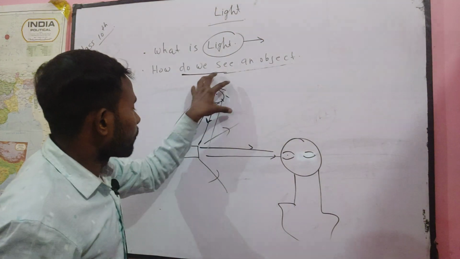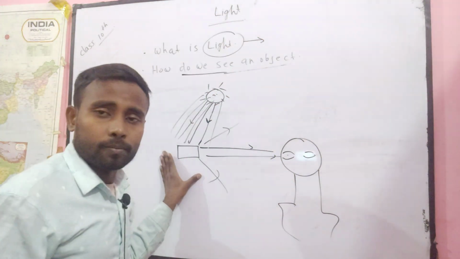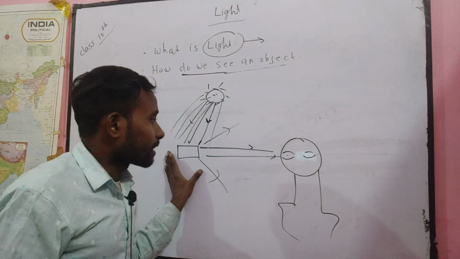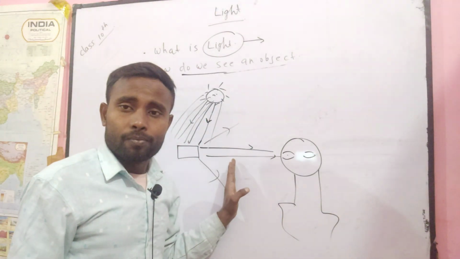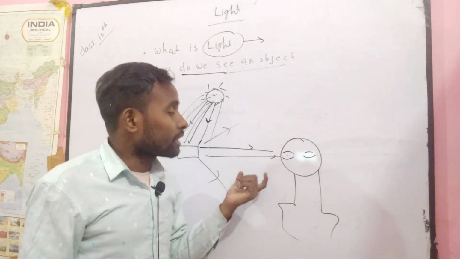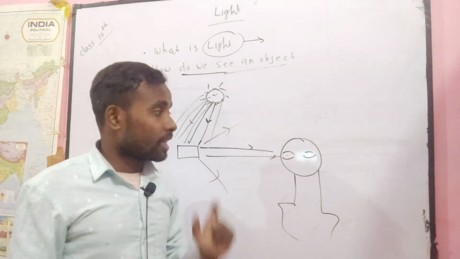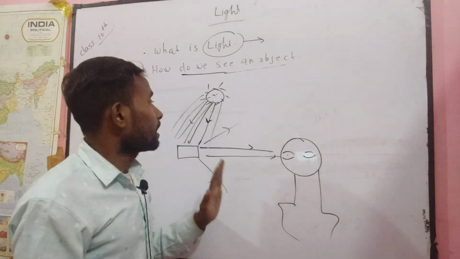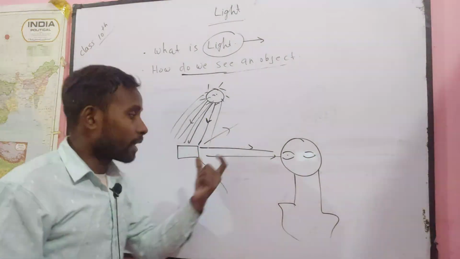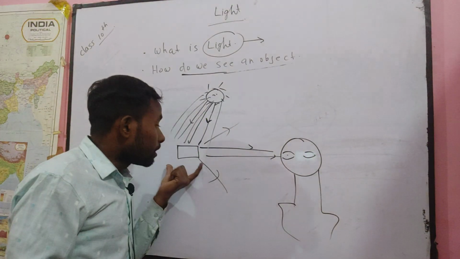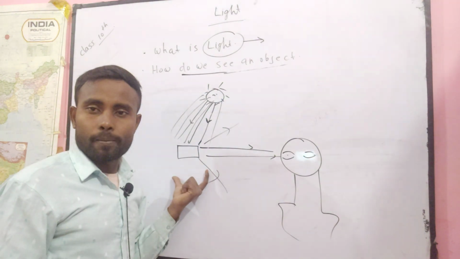So when light rays fall on this body, this object reflects this light and it enters our eye, and in our eye there is a retina that helps to form an image, and finally I am capable to see, or we are capable to see, this object.